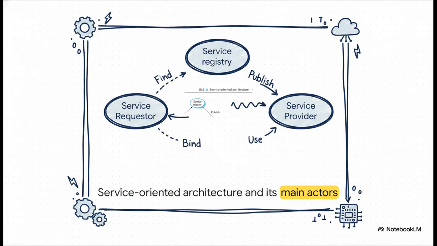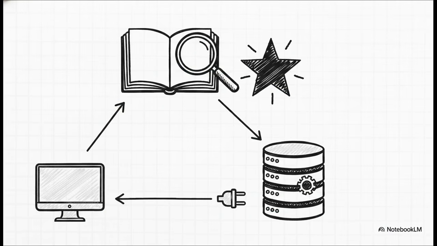Now, what is really interesting about this slide is how the three main actors interact to make all of this possible. You can clearly see the flow of finding, publishing, and binding between the service registry, the service requester, and the service provider. Let's detail the exact roles of these three actors, because they are a big deal.